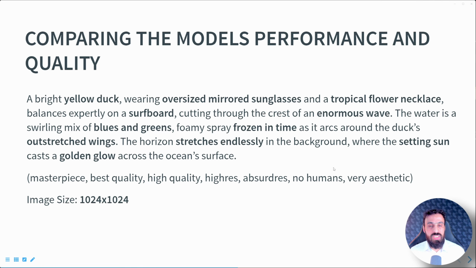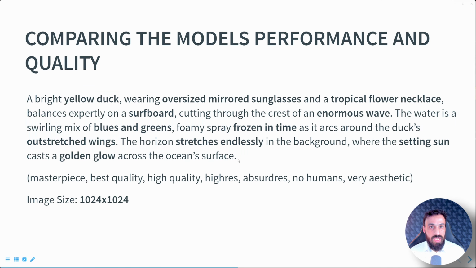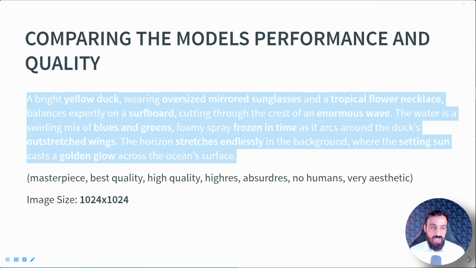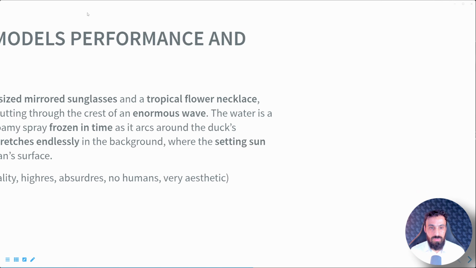Now, to compare some of these models, we will use this image prompt of a yellow duck wearing oversized mirrored sunglasses and a tropical flower necklace, foamy spray frozen in time as it arcs around the duck's outstretched wings. As you can see, there are a lot of things going on in the prompt, and we'll see which model adheres to all or some of this, the quality of the generated images, and the time it took to generate those images. Our images are generated at 1024 by 1024.